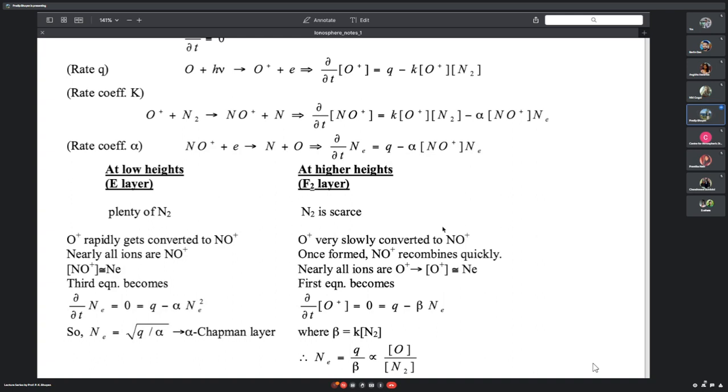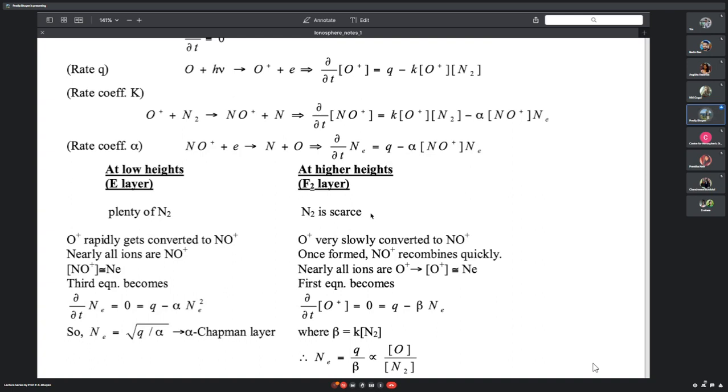Now what happens if you go up to the F2 layer? We'll come to F1 a little later. Now here N2 is scarce, because you are going up, so less and less N2. If you remember the distribution of the neutral species, N2 will be very rare at F region heights. That means 250 kilometer or 200 kilometer, 300 kilometer. N2 will be much less compared to what it is at 100 kilometer or lower than 100 kilometer. So N2 is less, or say minimum.